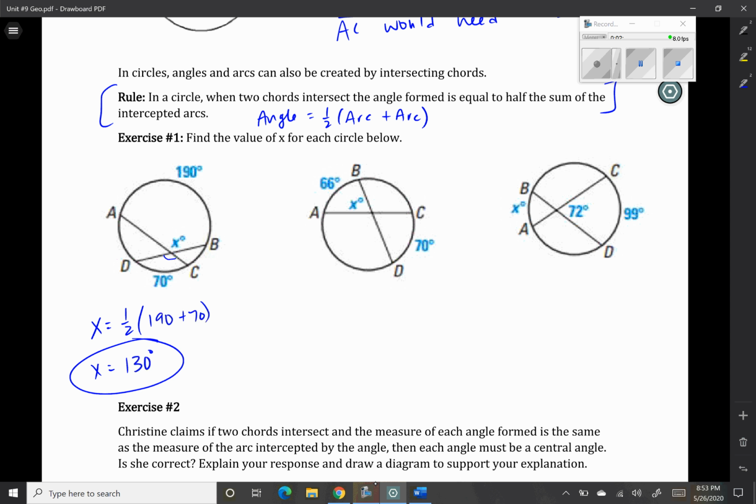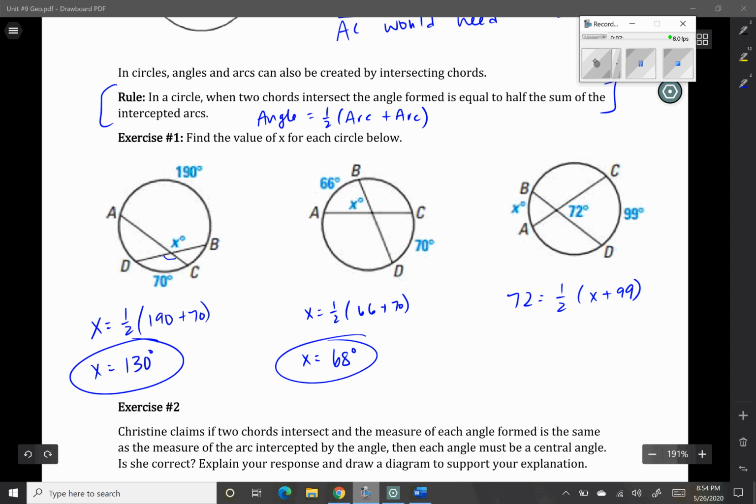Use what I just did here on that first example and try the next two yourself. All right, welcome back. Hopefully you got the second one right. So I did x equals 1/2 of 66 plus 70, and I got 68 degrees for that angle.